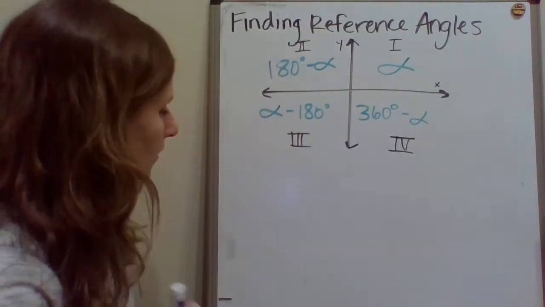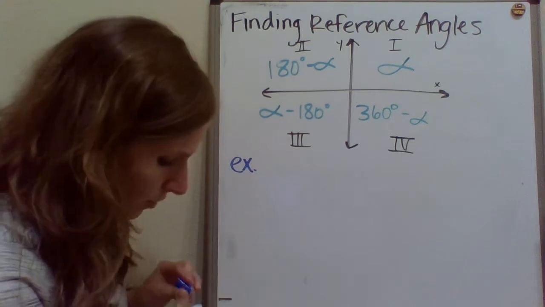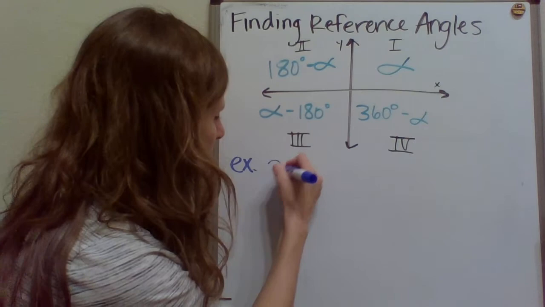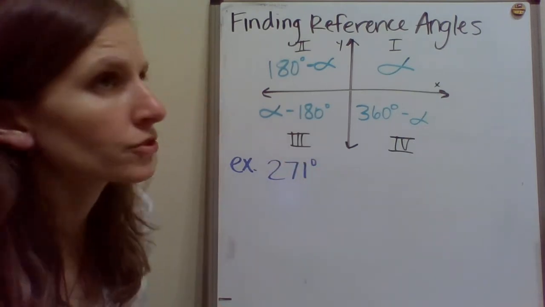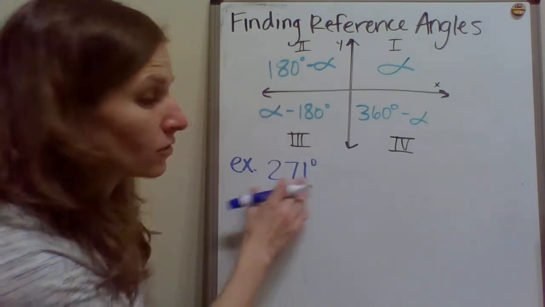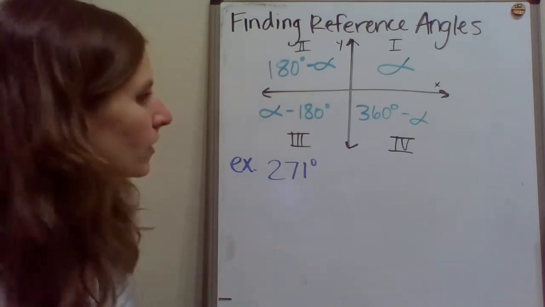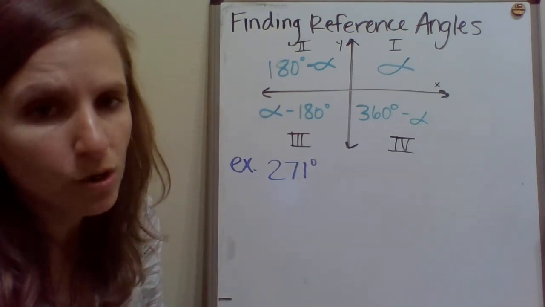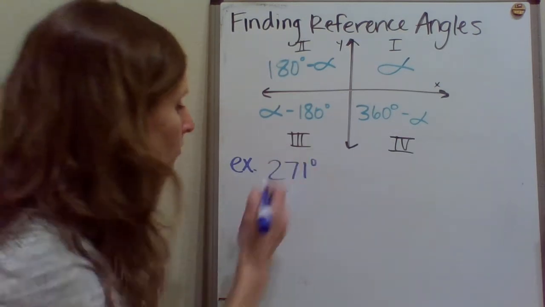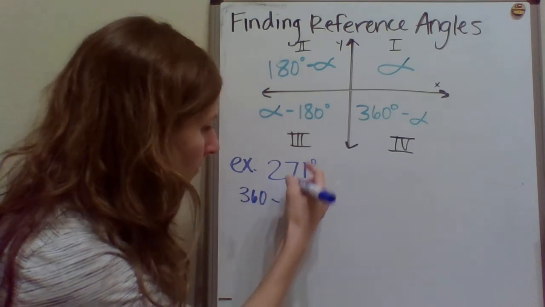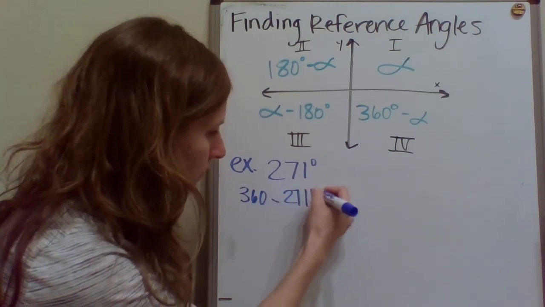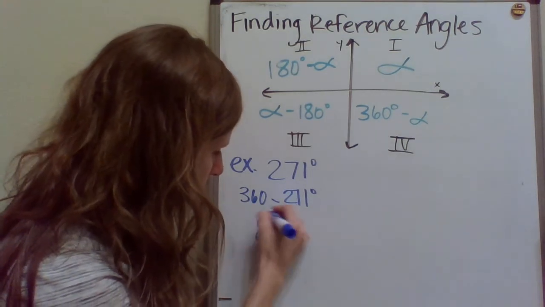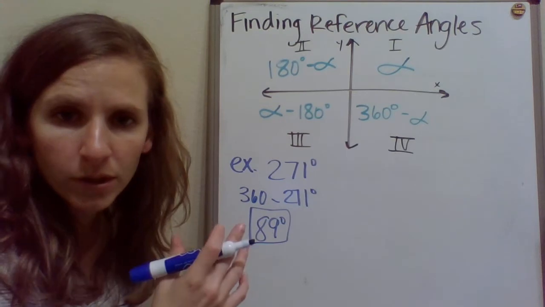So if I ask you to find the reference angle of 271 degrees, first, determine where that angle lies. Now, it's already between 0 and 360, so you're good on that front. Remember, this is 270 degrees, so 271 is going to push it to quadrant 4. So to find that reference angle, I'm going to take 360 degrees minus 271 degrees, and that reference angle is going to end up being 89 degrees. So that one's pretty plain Jane straightforward.